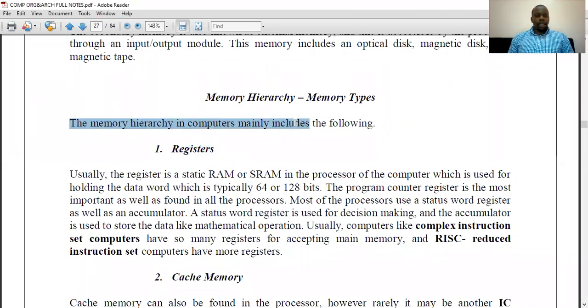So the memory hierarchy, let's start with registers, which are at the very top of the pyramid. And what they do.